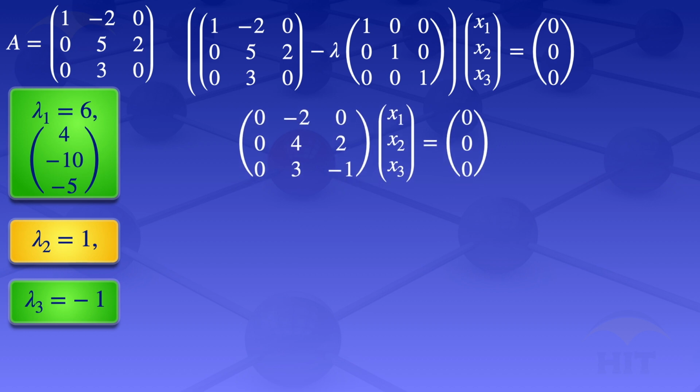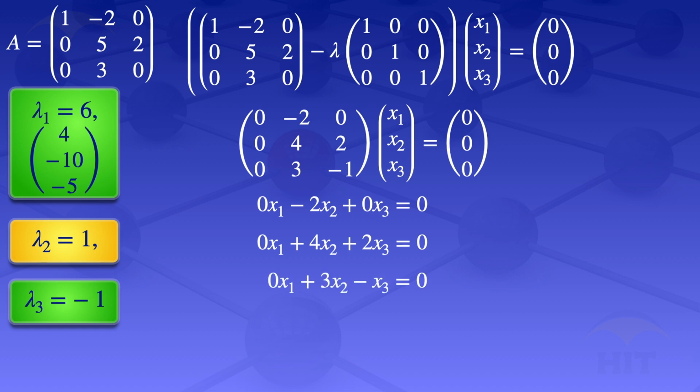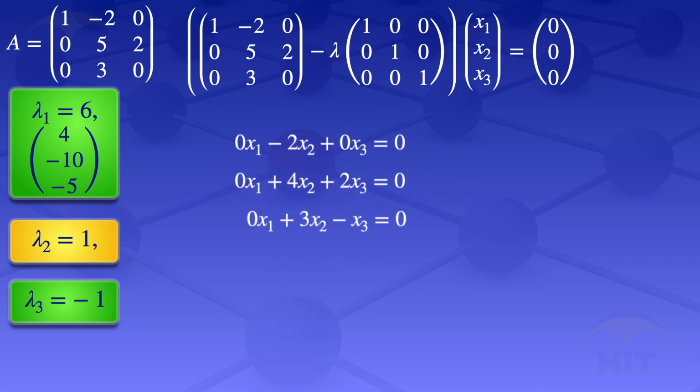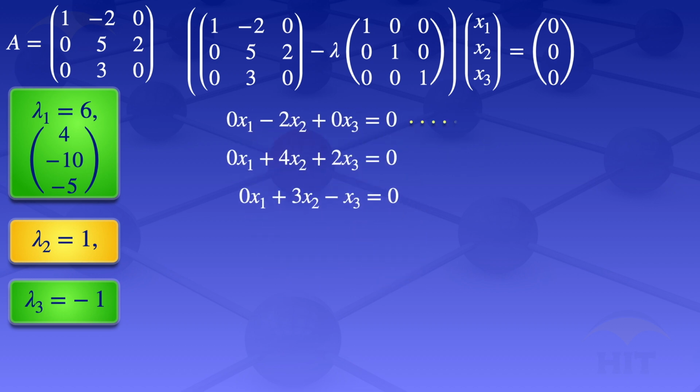By matrix multiplication, row by column, the first row will give us 0x1 minus 2x2 plus 0x3 is equal to 0. The second row will give us 0x1 plus 4x2 plus 2x3 is equal to 0. The third row would give us 0x1 plus 3x2 minus x3 is equal to 0. We have those three equations. I'll go on and label them equation number 5, equation number 6, equation number 7.